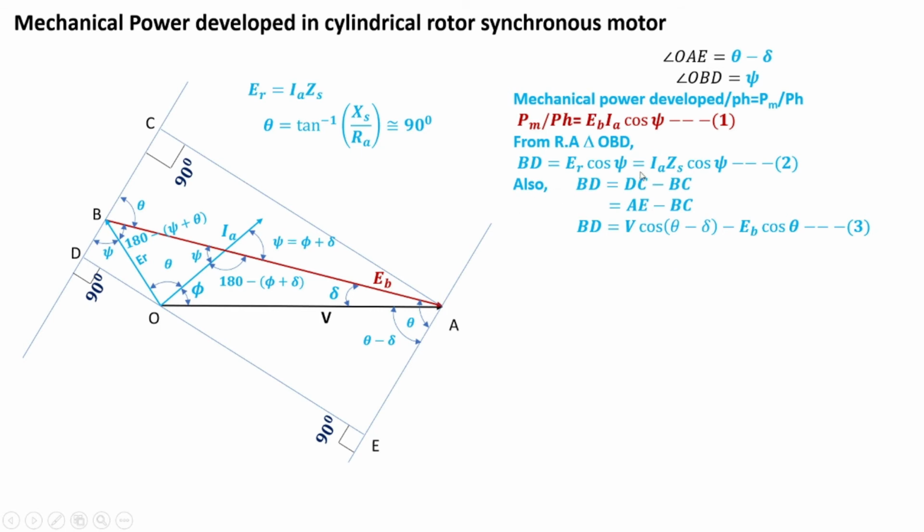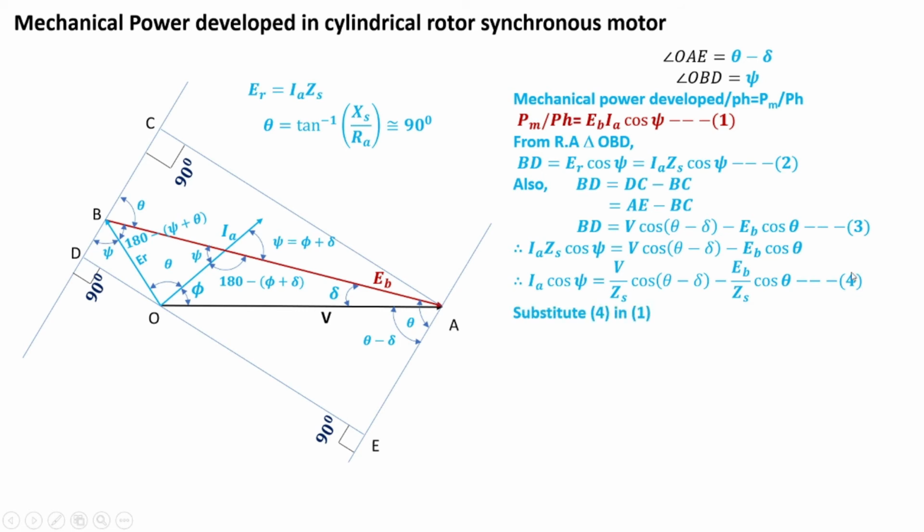Now we can equate equation number 2 with 3. So from this we can obtain the expression for IA cos psi. IA cos psi is obtained as V by ZS cos theta minus delta minus EB by ZS cos theta, and let it be equation number 4. Now we can substitute equation number 4 in equation number 1. We can obtain the mechanical power developed in synchronous motor as EB into V by ZS cos theta minus delta minus EB by ZS cos theta.